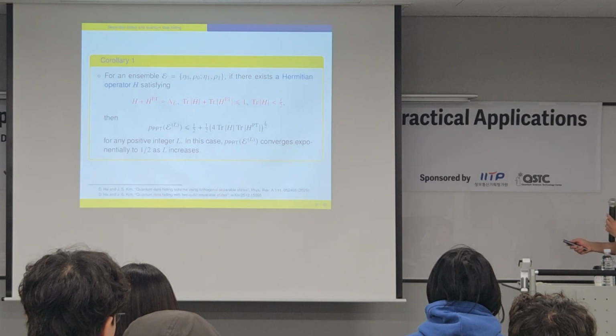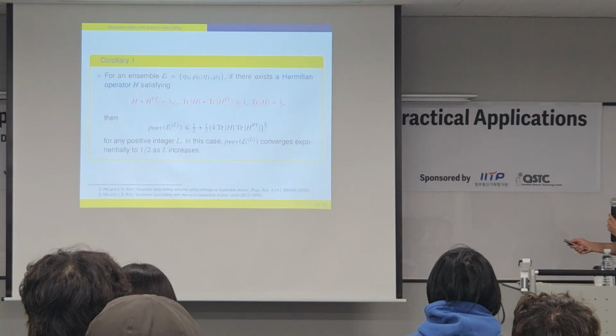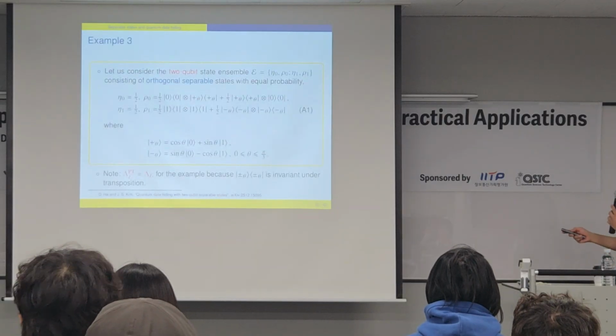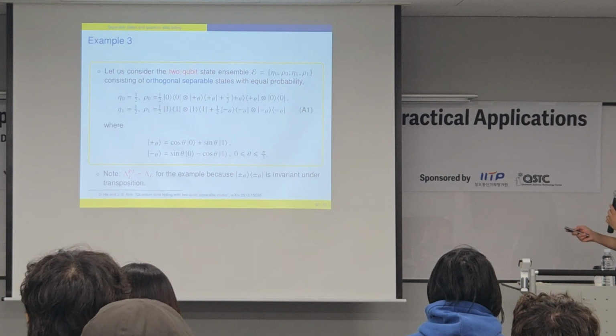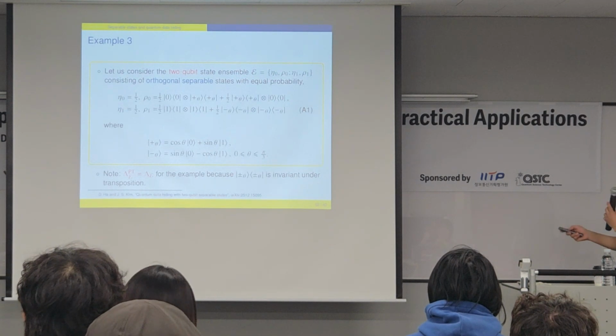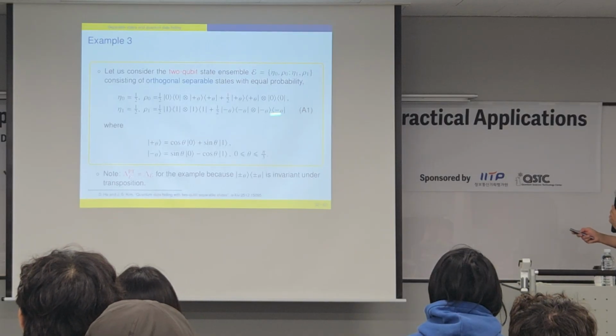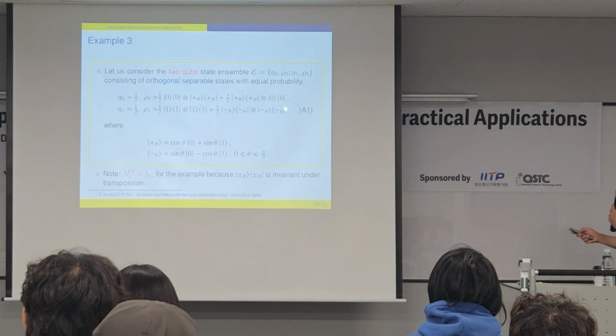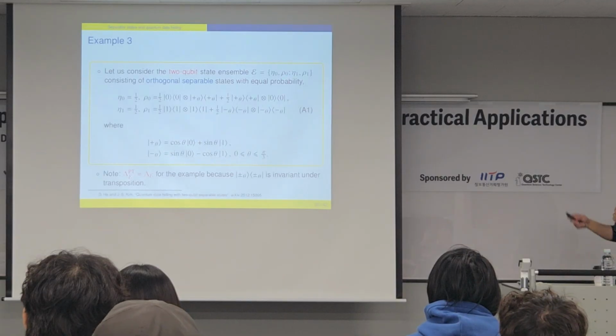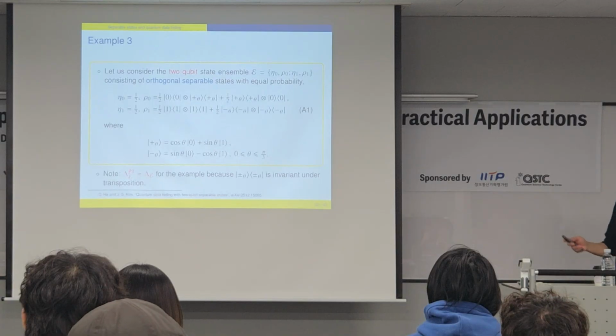So, right, by using the theorem, you could find this two-qubit state ensemble, which can be used for quantum data hiding. And the construction is quite straightforward. This is a trivially separable state, and this plus beta and minus beta is invariant under transposition. So we can easily say this one is satisfied.